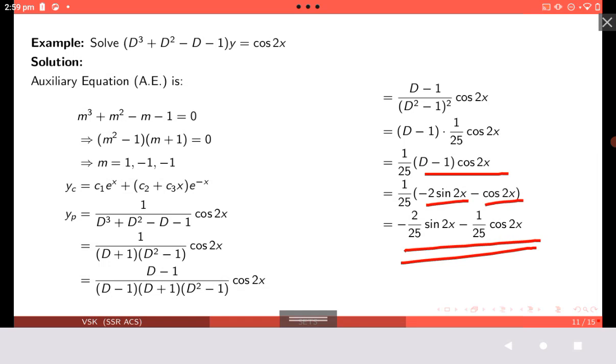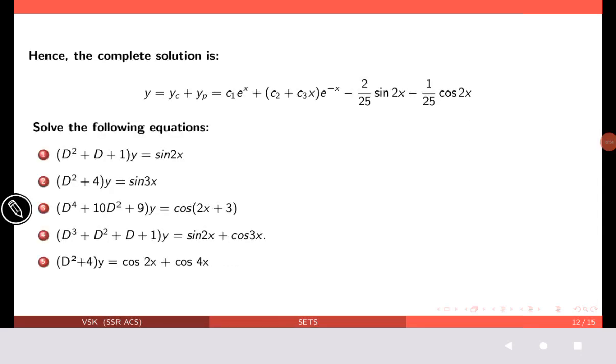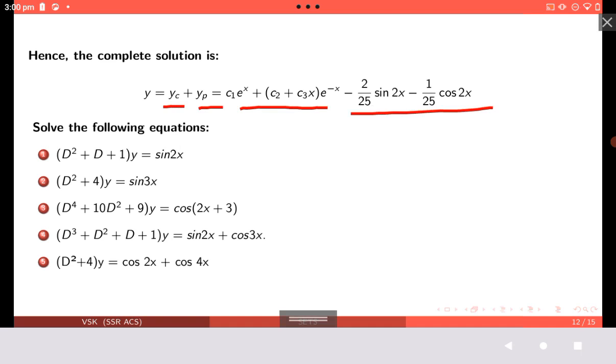your particular integral. So in this way, these types of questions can be solved. The complete solution is this complementary function plus this particular integral, and you can try these questions. These are very easy. By following these methods, you can solve them.